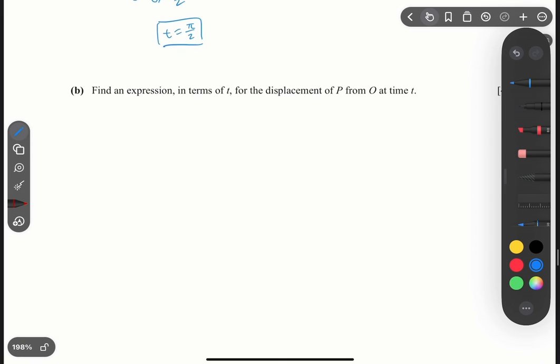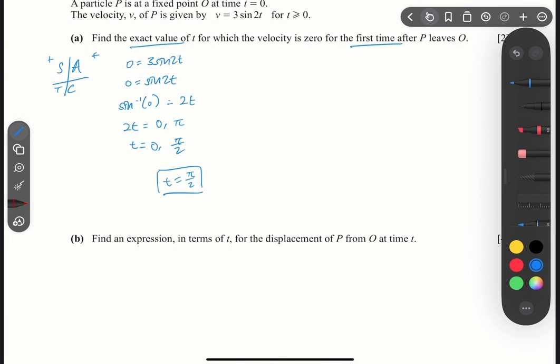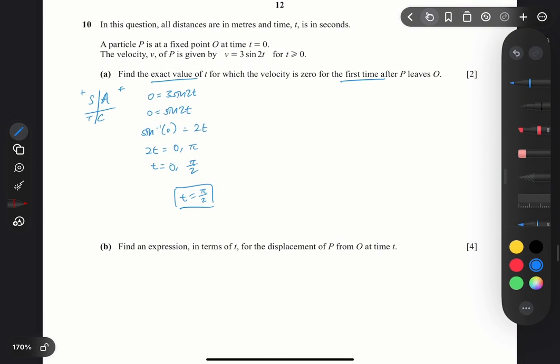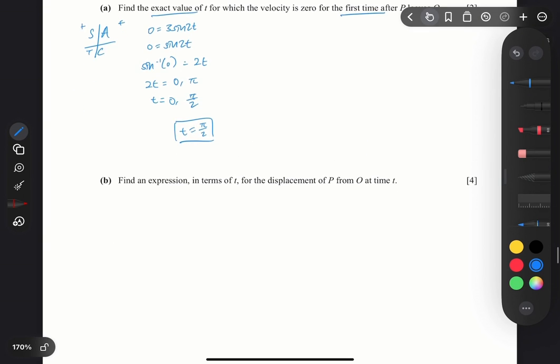Find an expression in terms of t for the displacement of P from the origin at time t. So you have the velocity and you want to find the displacement, you would have to integrate this equation.